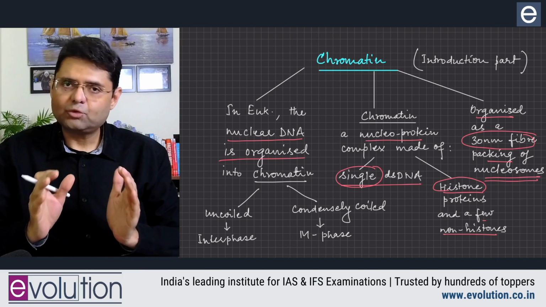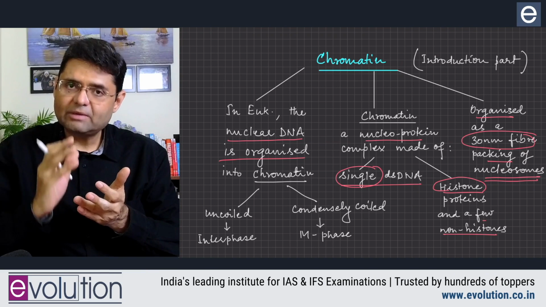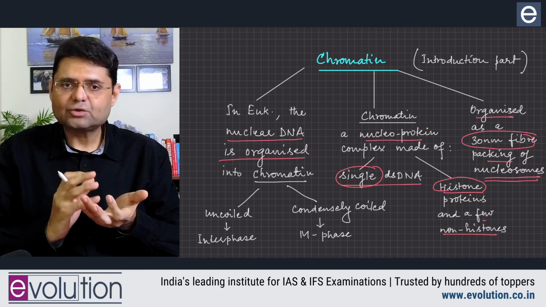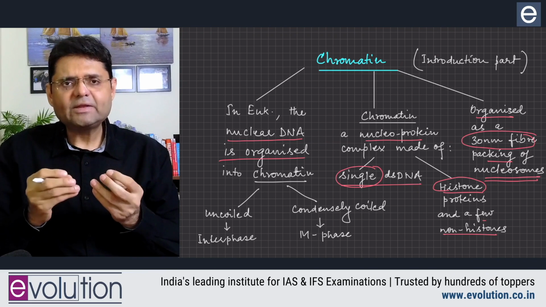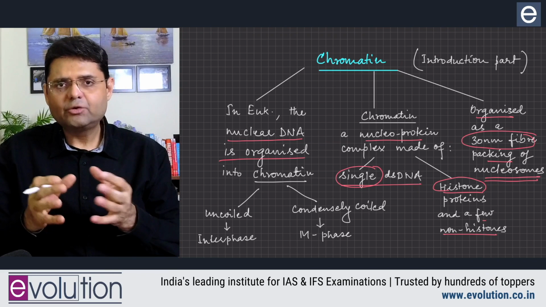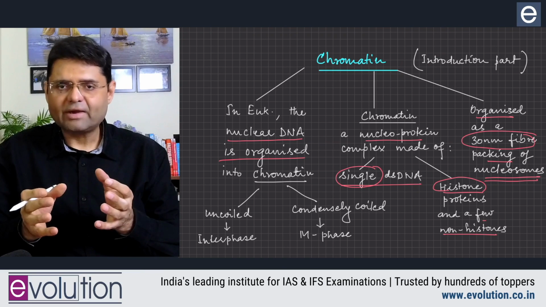That is what I am doing here. All of us know that mitochondria have DNA, chloroplast have DNA, but this DNA is not organized into chromatin. Nuclear DNA is organized into chromatin. After that, if you want to write a little more, you can write that chromatin is uncoiled during the interphase and chromatin is coiled during the M or the dividing phase.